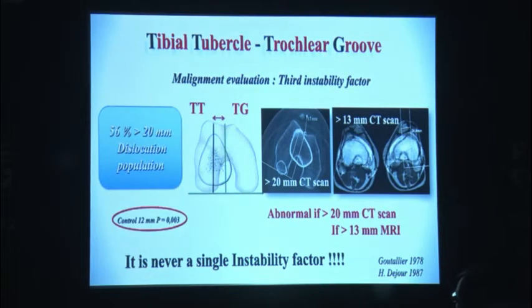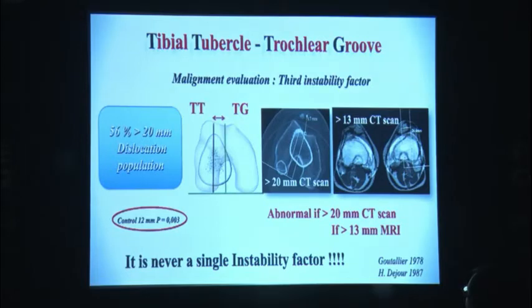And then the tibial tuberosity, the TTTG, which is the malalignment evaluation, is the third instability factor. It's very important to know that an excessive TTTG is never a factor alone. Trochlear dysplasia could be alone. Patella alta could be alone. Excessive TTTG, no. It's always combined to trochlear dysplasia or a patella alta, okay?